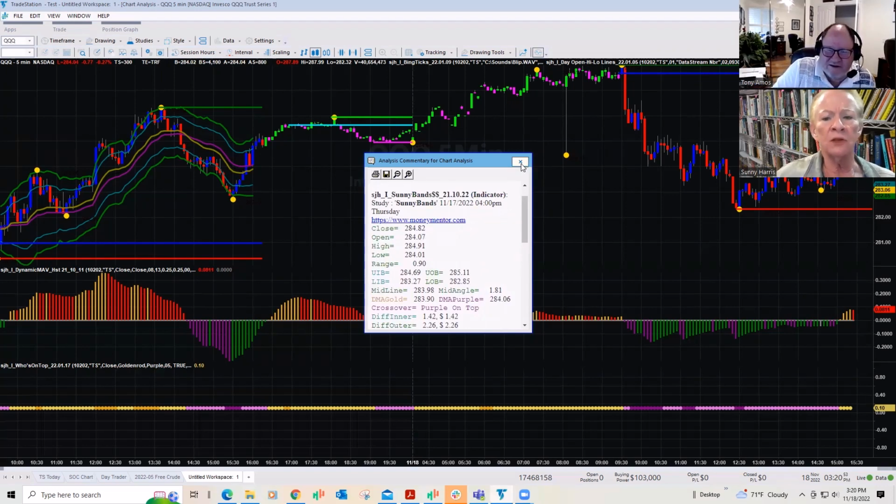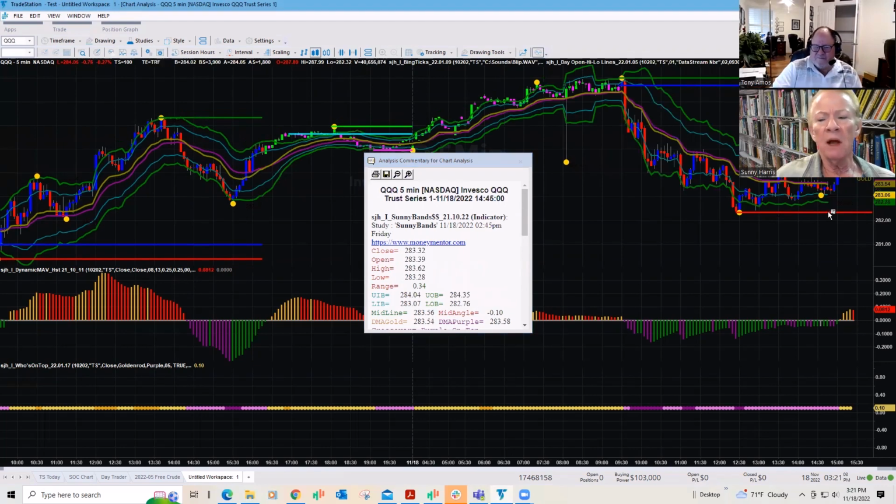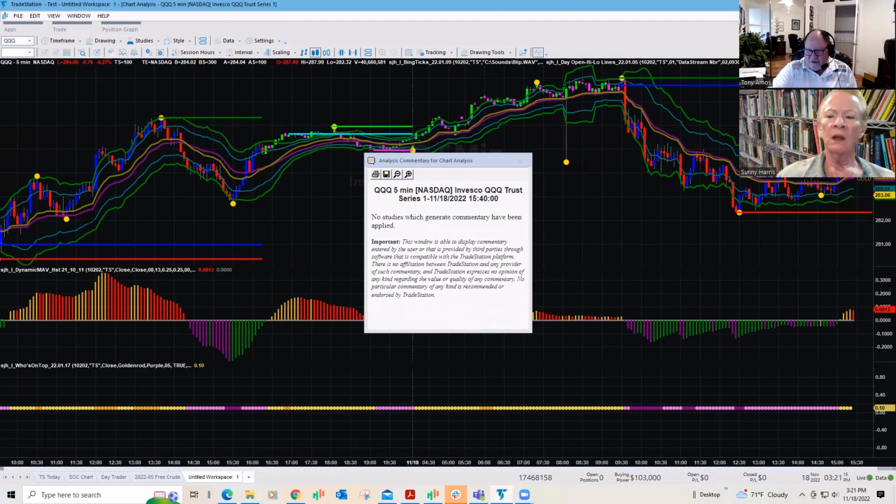Oh, don't close it yet. Go all the way over to the right and click with that cursor. Let's bring the Sunny Bands back. When you want to bring them all the way back so they'll go into the future, click all the way to the right of the candles, not that horizontal line, the candles. Choose the last candle. There you go. Now we're back in business.